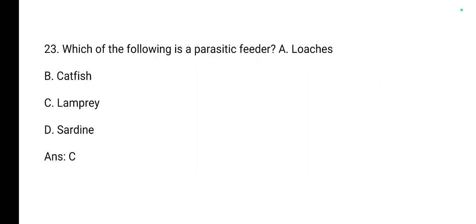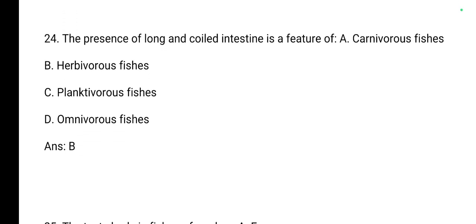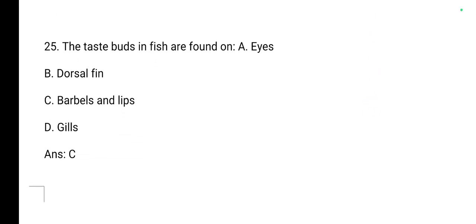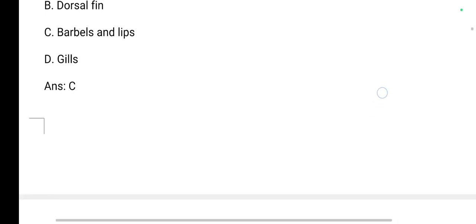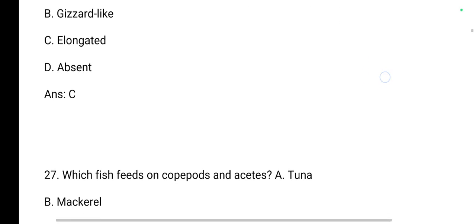Which of the following is a parasitic feeder? So the answer will be lamprey. The presence of a long and coiled intestine is a feature of, so it is a feature of herbivorous fishes. The taste buds in fish are found on, so they are found on barbels and lips. What kind of stomach is typical in piscivorous fish? So it is elongated stomach.